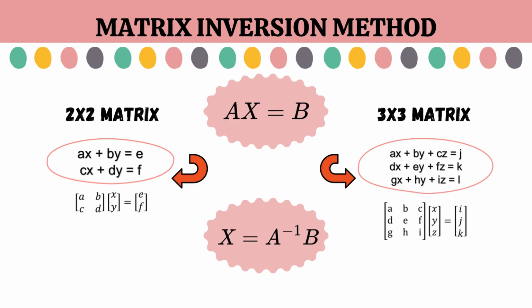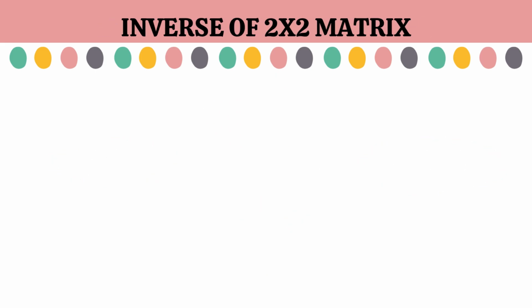However, this method only works if matrix A is a square matrix and its inverse exists. If these conditions are met, the matrix inversion method is a fast and reliable way to find the solution. Now, let's look at how to find the inverse of a 2 by 2 matrix. Don't worry, it's actually quite simple.